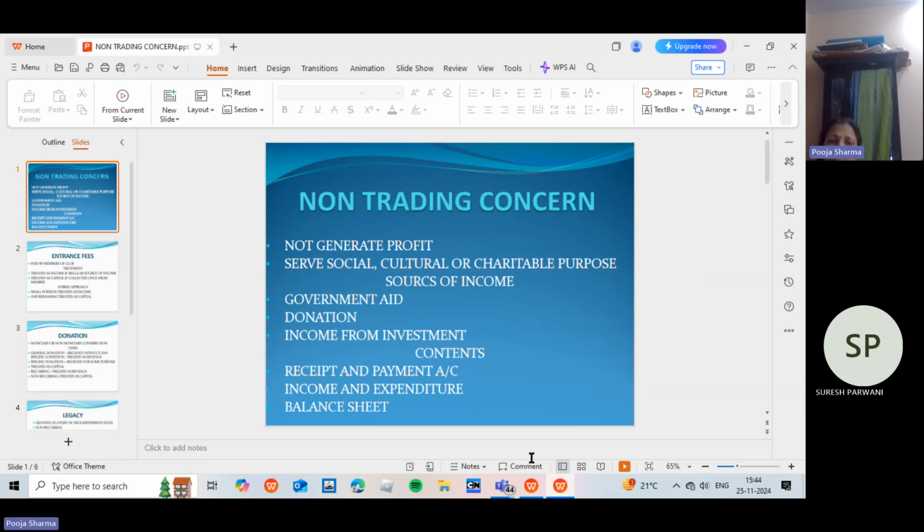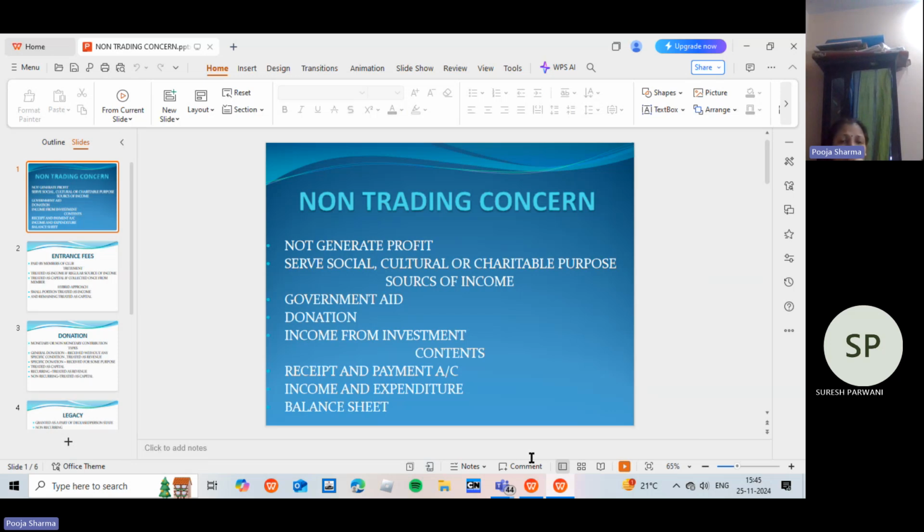The contents of the non-trading concern include, first of all, we prepare the receipt and payment account. After that, the income and expenditure account, and at the last, the balance sheet. The basic difference between trading and non-trading concerns is that in a trading concern we already prepared the trading account, P&L and balance sheet. But in a non-trading concern, we prepare the receipt and payment account, income and expenditure account, and balance sheet. Please check the PPT.